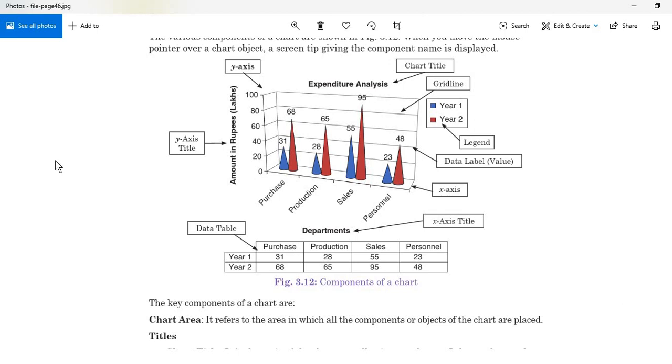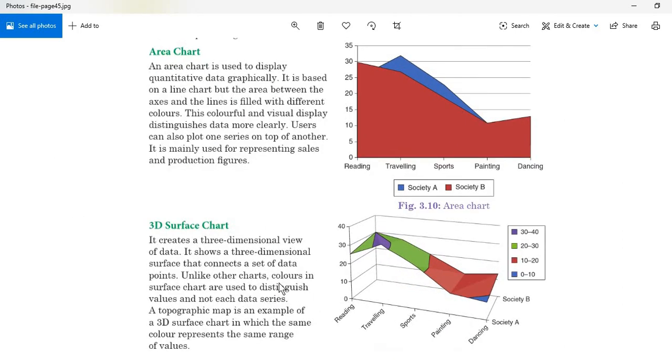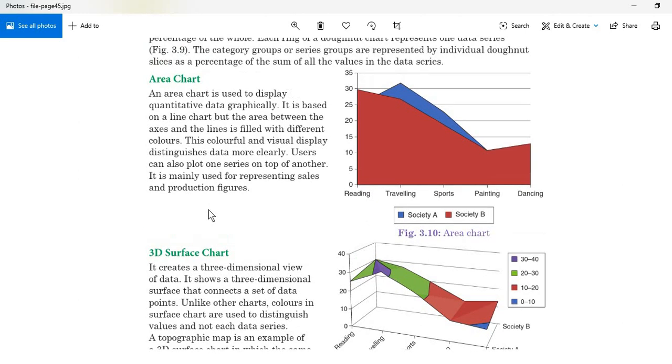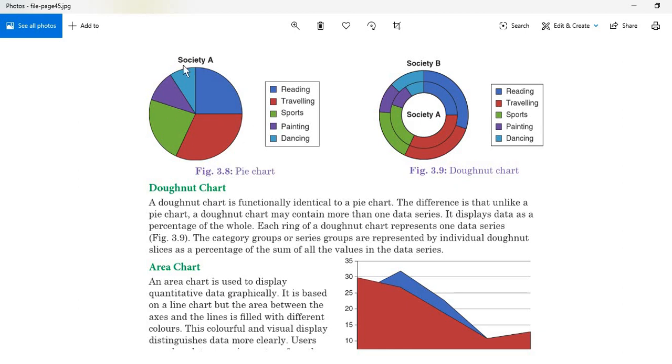That's why even if you don't know how to use a 3D surface chart, you can easily make the 3D surface chart, no matter how hard it is. You can easily make the area chart or donut chart, but in case of a pie chart, only one circle will represent only one data series. You need another circle, which is not present here, to represent another data series, which in this case is society B.